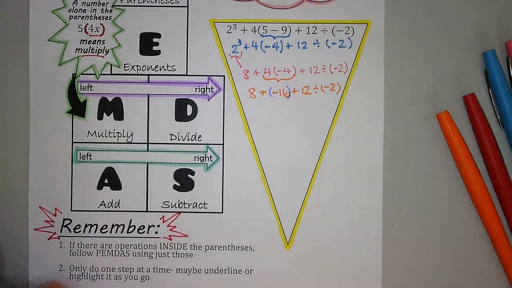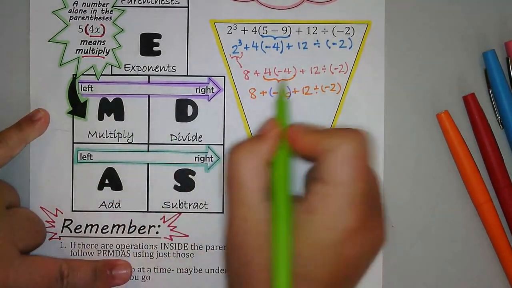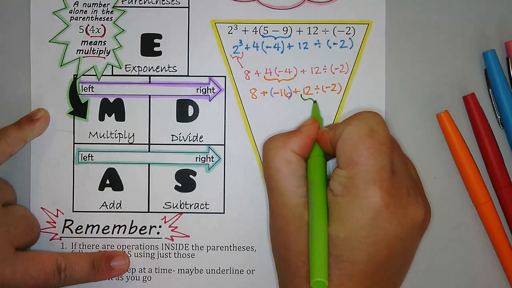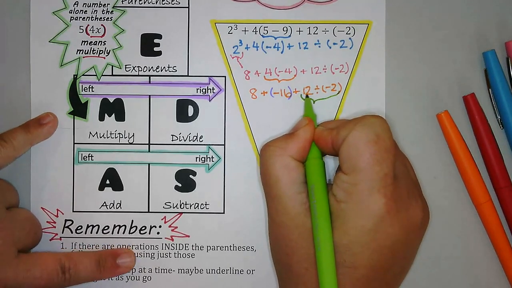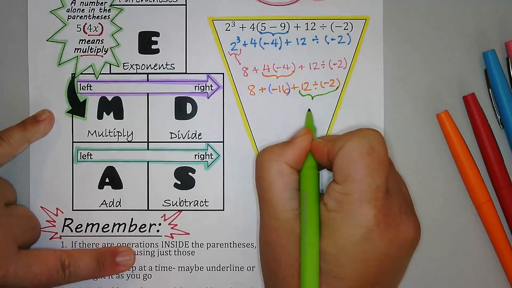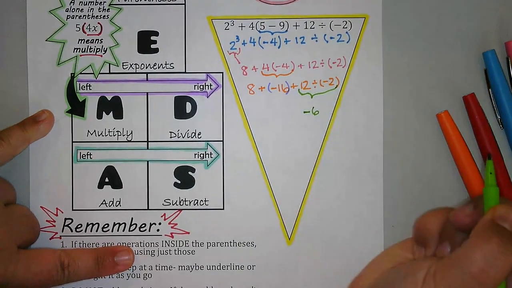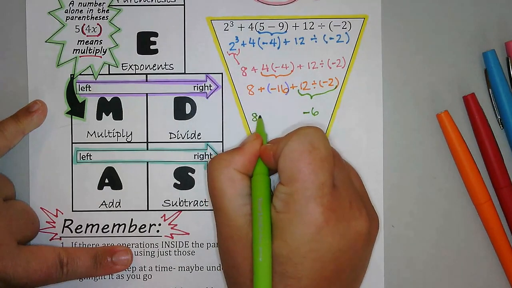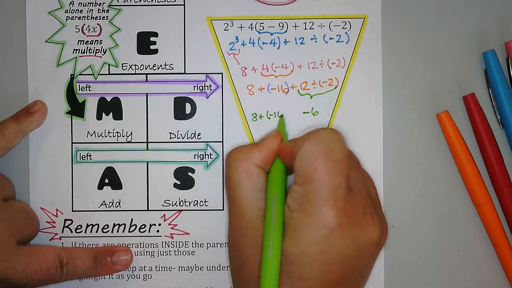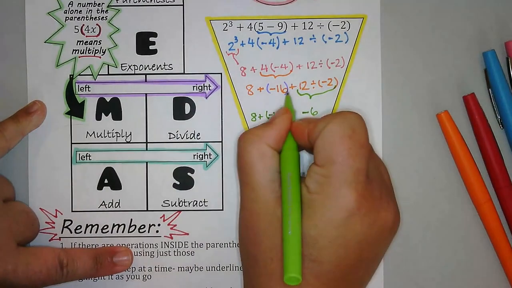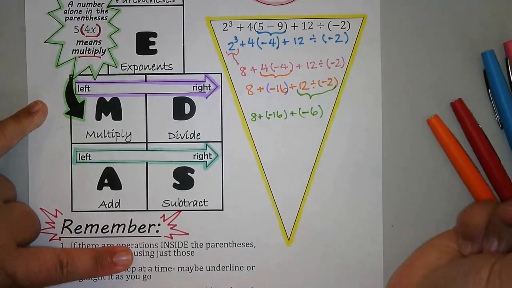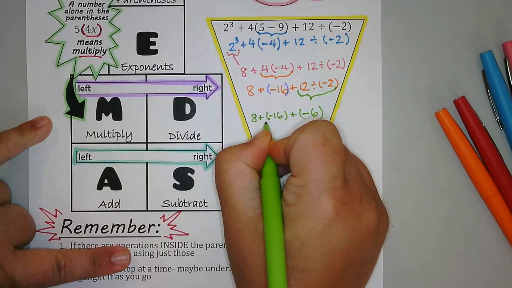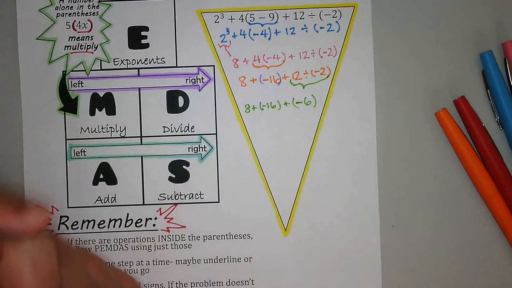Okay, so now we're still in the multiplication and division category. So that's addition, that's addition. Ooh, look, division. So you can do 12 divided by -2, and that's -6. Okay, and then I'm going to bring everything else down. 8 plus, I'm going to put my -16 in parentheses again, plus, and then I'll put my -6 in parentheses. Again, that's just to tell us, hey, it's a -16, not plus minus. Awesome.